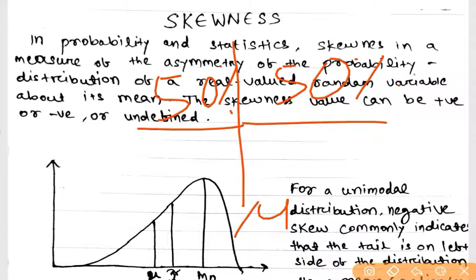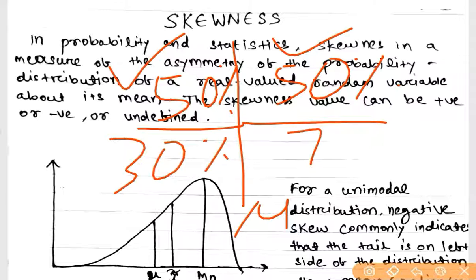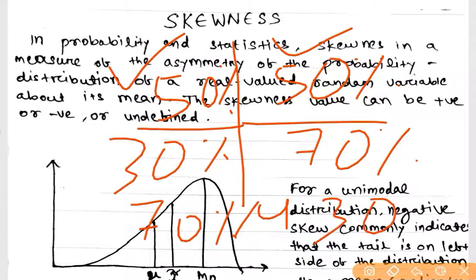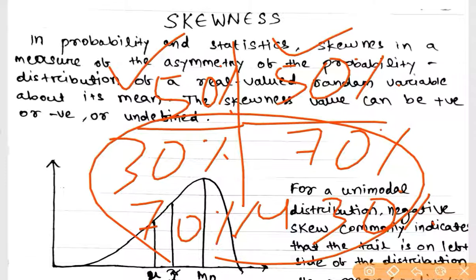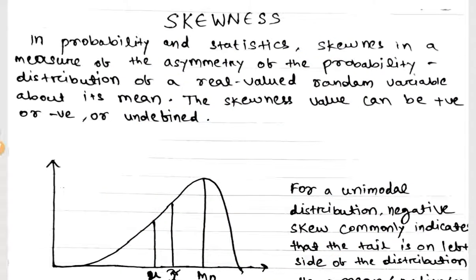We don't have this kind of symmetry, we have some skewness. Suppose this side is 30% and this side is 70%, or in another way, this side is 70% and this side is 30%. This kind of asymmetry is also called skewness of the distribution. We will understand two kinds of skewness: negative skewness and positive skewness.